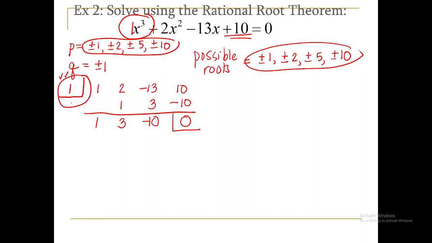And how do you write this as a factor? X minus 1. So take note, we have one factor, x minus 1, and one root, 1. Okay, now let's continue. What are you going to do with 1, 3, and negative 10? X squared plus 3x minus 10. How do you factor this, by the way? Who can give me the factors?